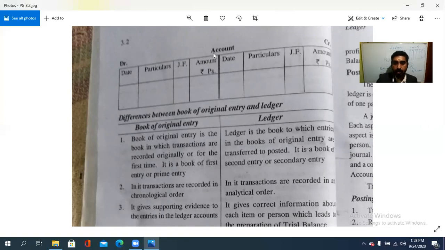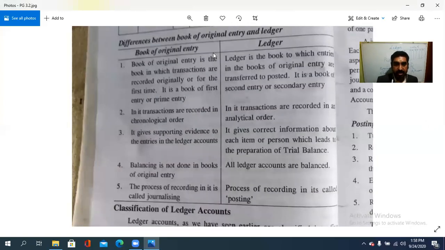Difference between the book of original entry and ledger. So which is the book of original entry? That is the journal. Because we are starting from where? The journal. Journalizing the transaction. Then that is to be transferred to the ledger. So we will check into that. Books of original entry and ledger, what are the differences?